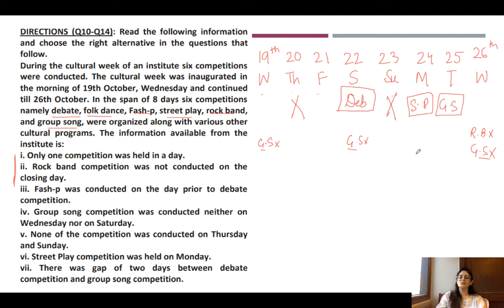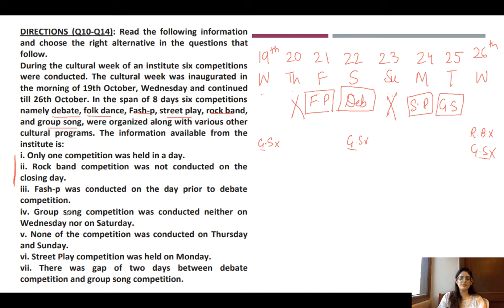Okay, so again हमने ये थोड़ा सा solve कर लिया. Now आगे देखते हैं कि यहाँ पे क्या था कि fashion P was conducted on the day prior to debate. तो अब जिस दिन debate है उससे पिछले दिन क्या है, we have fashion P. So fashion P यहाँ पर हो गया. Then street play Monday हो गया, none of the day, and group song के बारे में भी हो गया.